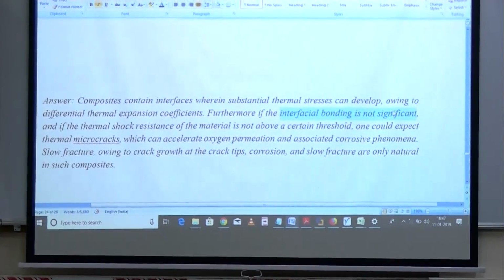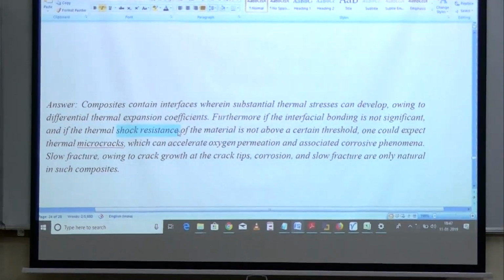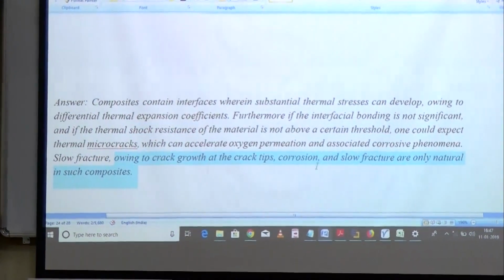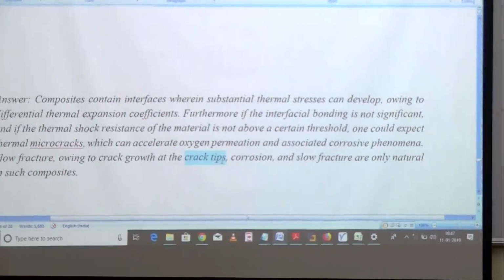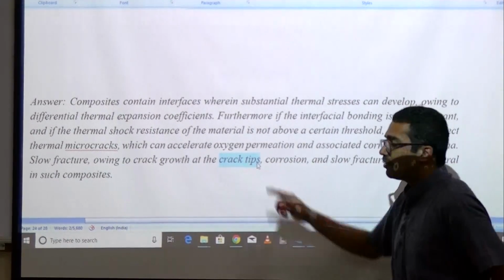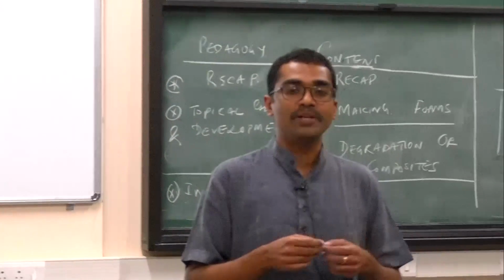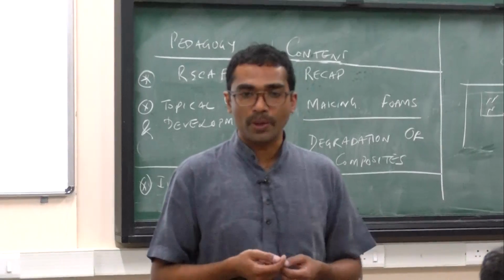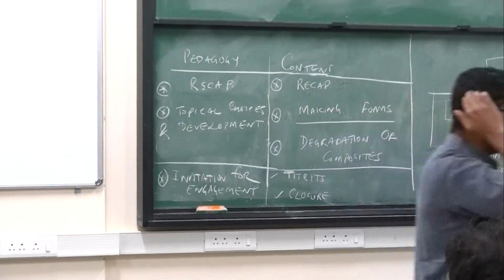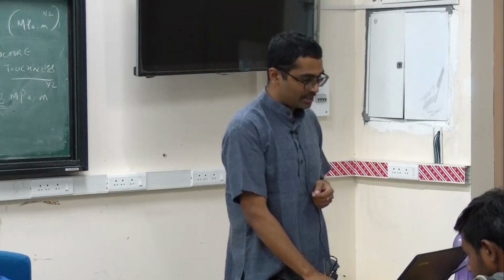Also, the interfacial bonding may or may not be significant. The interfaces may come off, right? And as a consequence, the shock resistance would be less. And it turns out that for reasons very similar to what you mentioned, look at the crack tips. You could have regions wherein there could be stress concentration, or which, by virtue of having high curvature, are more prone to oxidation, more prone to corrosion and so on. So typically composites have so many more modes of failure than the independent phases. That is an interesting thing to keep in mind.